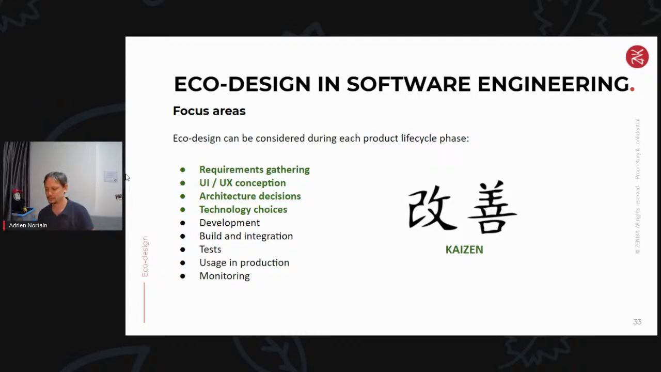To be honest, only the four first ones, if we focus heavily on them, it can go a long way. Every decision that you take after these first four steps, is actually going to be less impactful. Of course, you can still have continuous improvement everywhere, so a Kaizen approach, but during the inception phase, so requirements gathering, UI UX, architecture, and technology choices, this is where you're going to have the most impact, the most powerful impact.